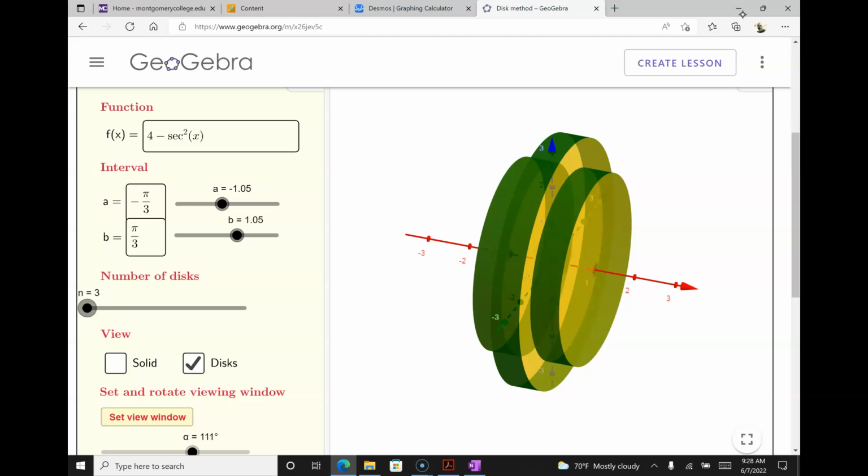All right, let's take a break and then we'll do shell method, okay?